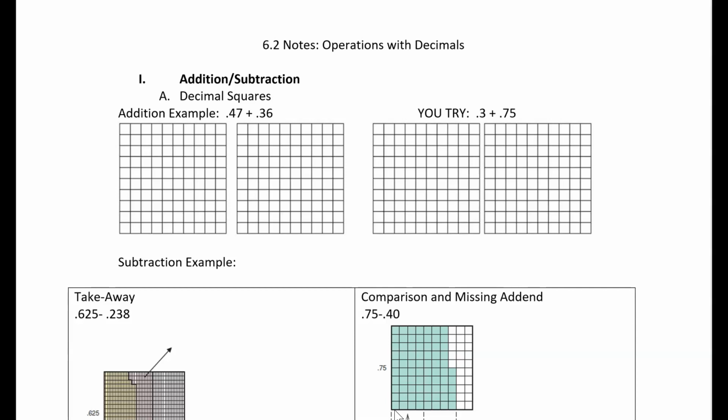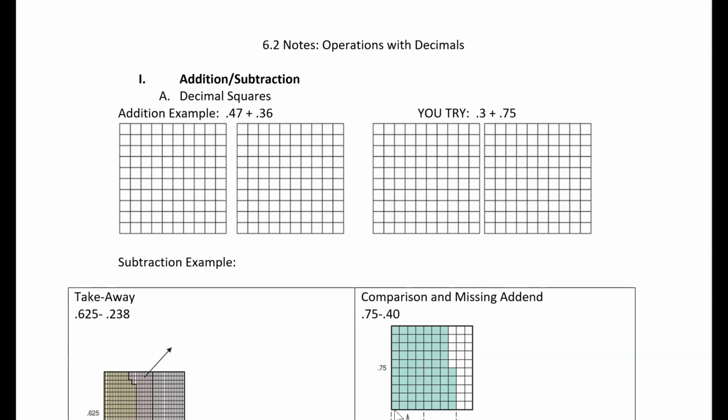In this video, we're going to talk about section 6.2, which is on operations with decimals. So that basically means adding, subtracting, multiplying, and dividing. The goal here is that by the end of this, and by the end of doing your homework, you can fully understand how to add, subtract, multiply, and divide decimals using the traditional algorithm, and then also by doing some other different types of methods like using decimal squares and drawing pictures.